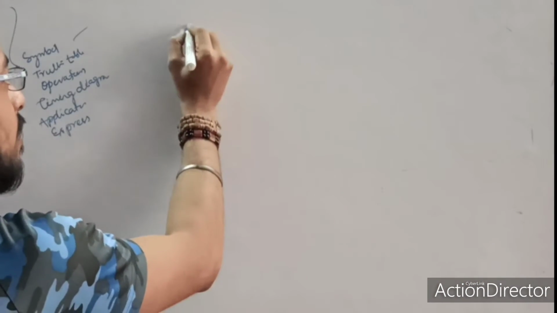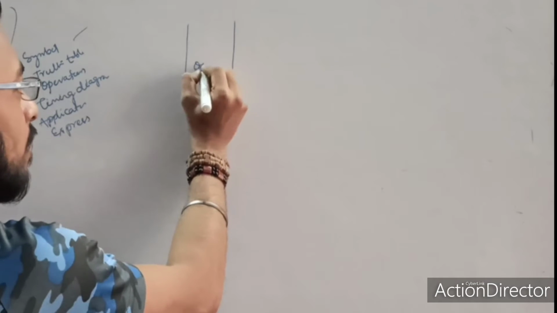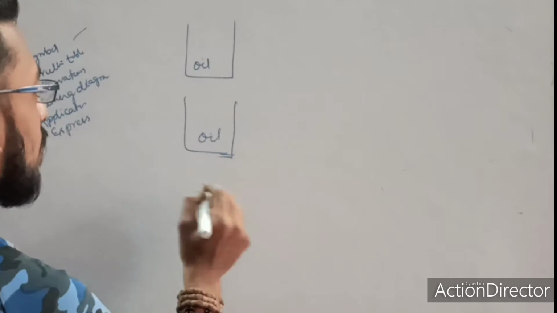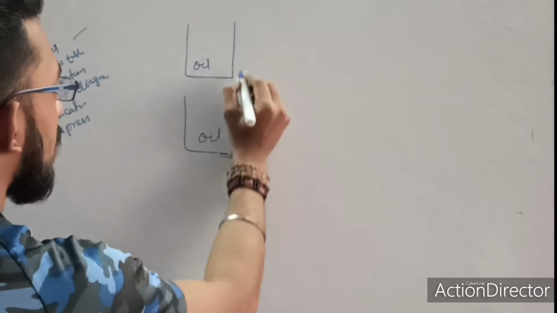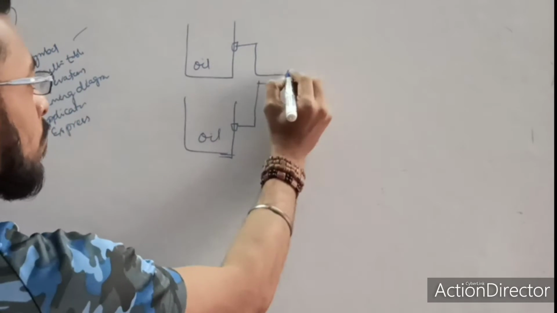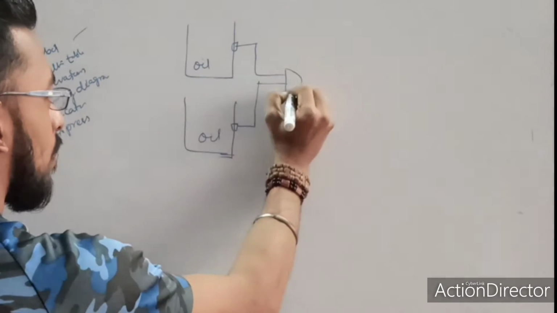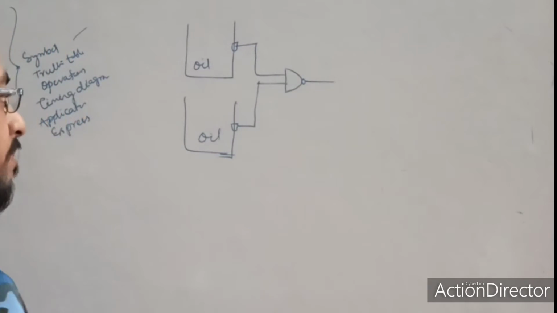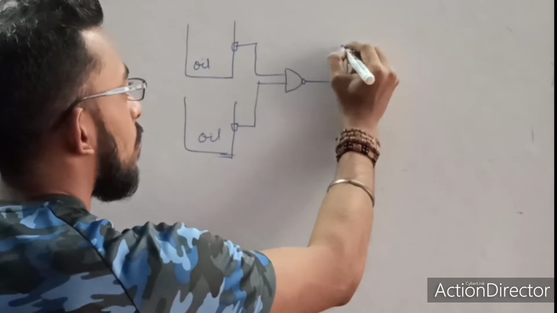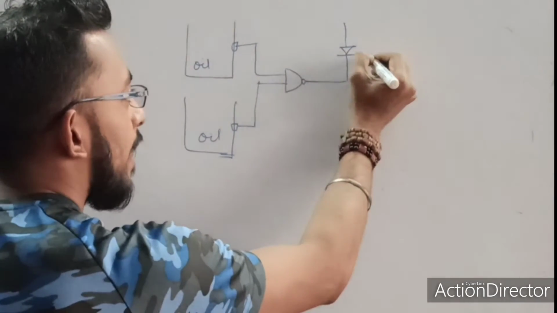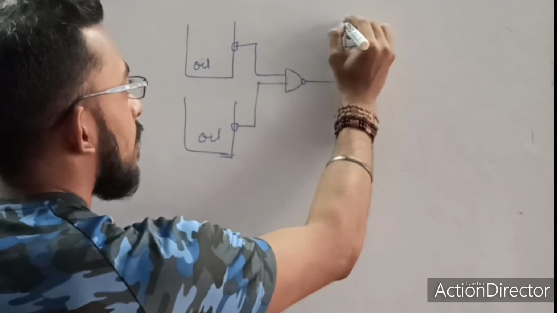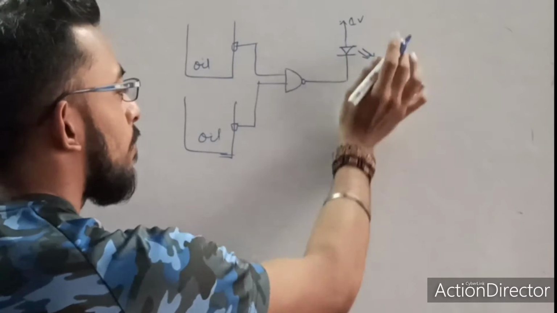So let's take, here is one oil container. Here is a second oil container. And here a sensor is present. From the sensor of the two oil containers, I am taking the output. And here one LED, light emitting diode, is connected. Suppose some voltage, 1 volt, is given.